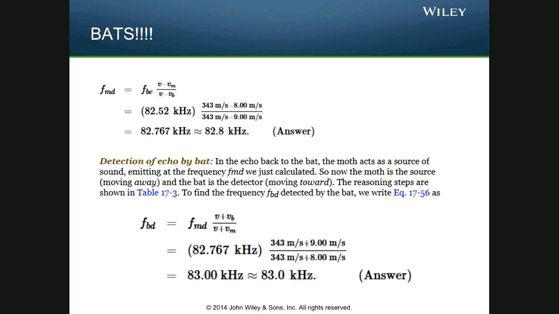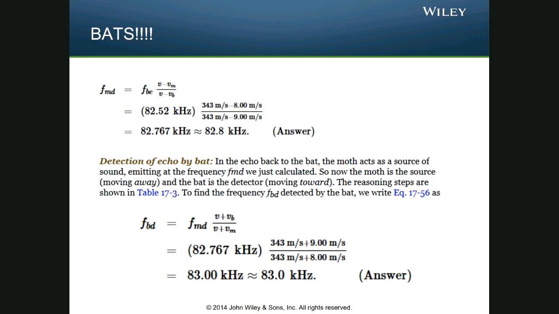So for instance, in the example in this problem, we're switching, so the bat is now the source, right? Or no, the bat's the detector. I'm sorry. Yeah, the bat is the detector, and the wasp is the source. So if the bat is the detector, and it's moving towards the source, if the moth is the source of the waves, the bat will encounter wavelengths more quickly, and therefore it will see more wavelengths as it approaches the moth. So the frequency should increase, and so in order to get an increase in frequency, you need to make the numerator bigger, right?